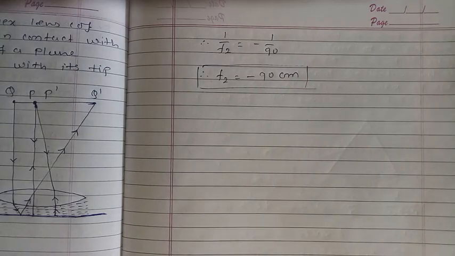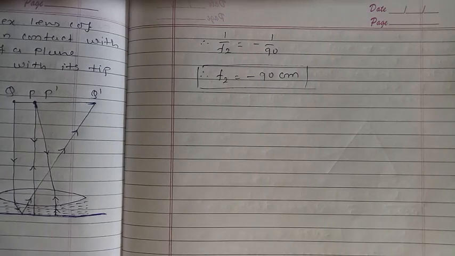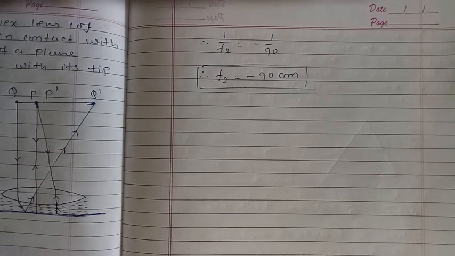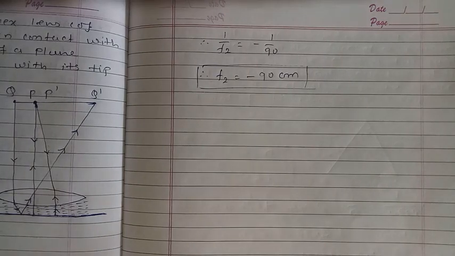We know our first medium is air, second medium is the medium of the convex lens, right? And there are two radii of curvature of the lens, right? We take r1 positive and r2 negative, right?